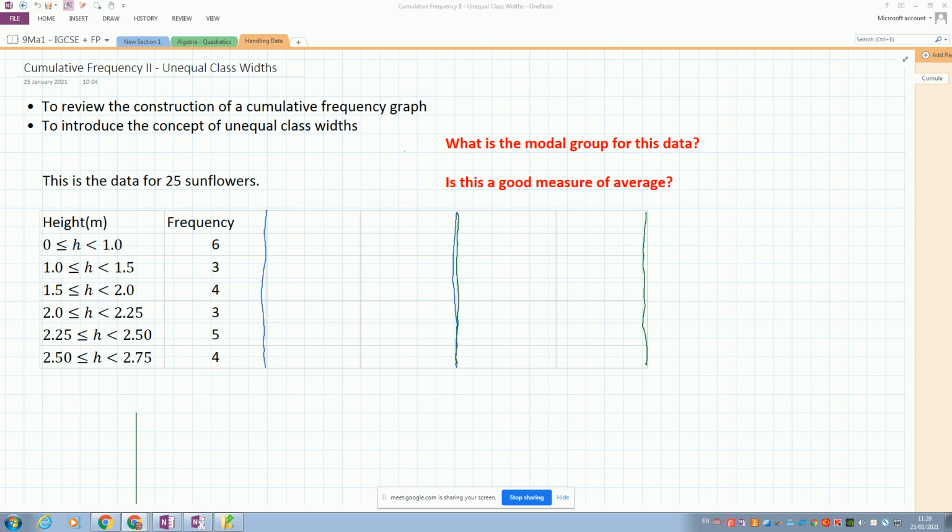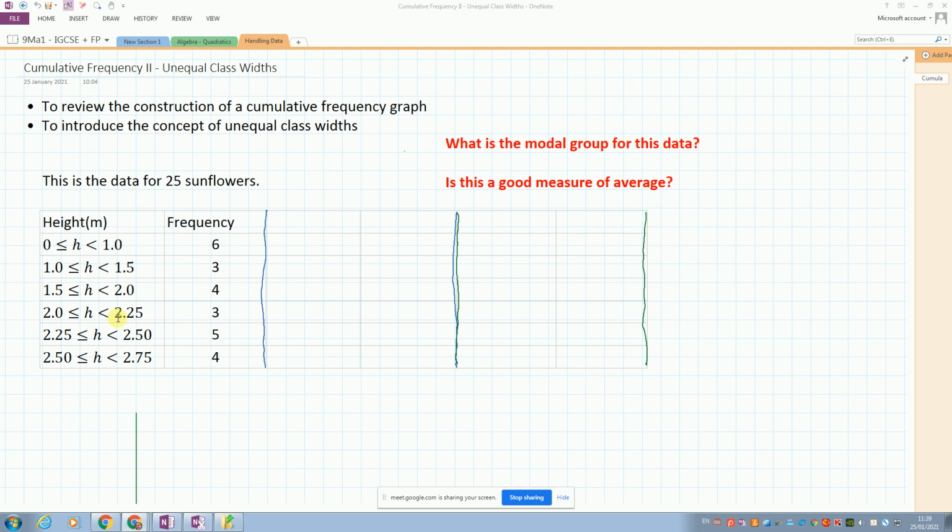Right. The modal group is the 0 to 1 meters high. But if you have a look at the range, the other ranges are smaller than that. We've got 0 to 1.5, that's only half a meter width. 1.5 to 2, that's half a meter width. 2 to 2.5, that's a quarter of a meter width.